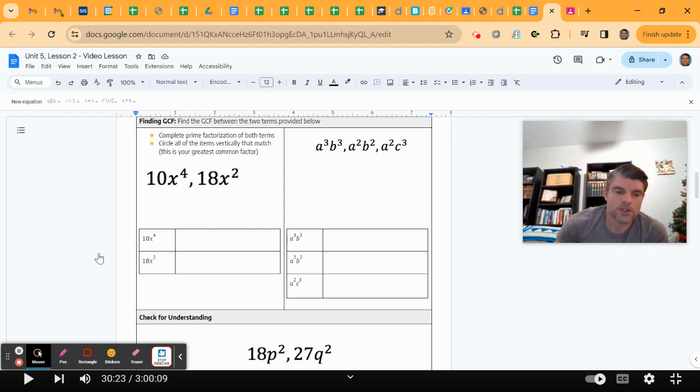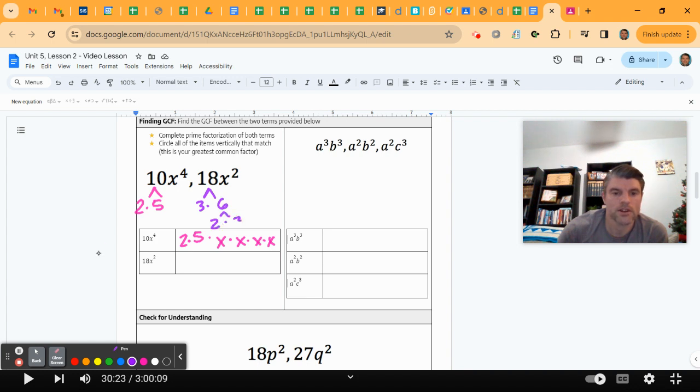When we have two terms, you have to find the GCF, so the greatest common factor, and I'll show you how the prime factorization really helps. So you're going to get 10 broken down. 2 times 5 makes 10. You're going to write the lowest number first, and then you're going to write x, 4 times. To break down 18, you can do 3 and 6, and then 2 and 3. Your lowest number goes first, and then your next lowest, and then you have 2 x's.